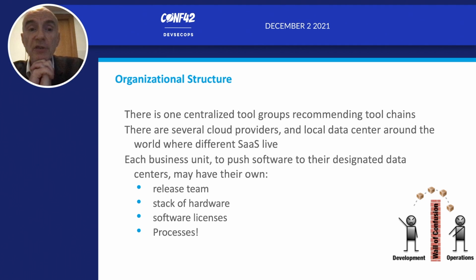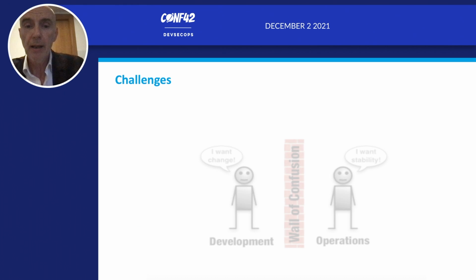And each business unit may have its own way of working, with a release team, with a specific technological stack, with some licenses and with some different processes. So it's not always easy to deal with all that and to define something that would make everybody happy, okay? You recognize here the wall of confusion between development and operation in the background.